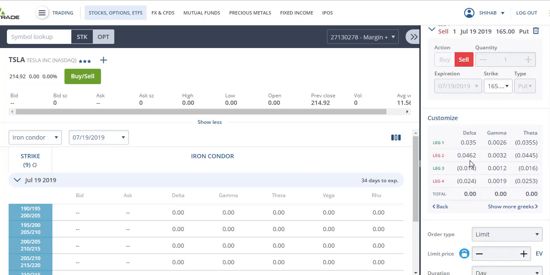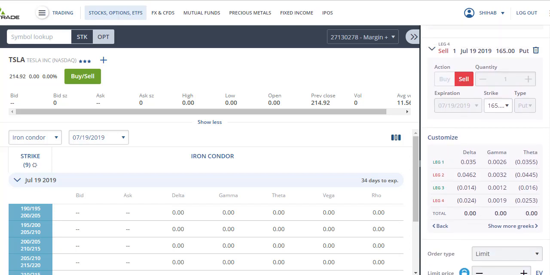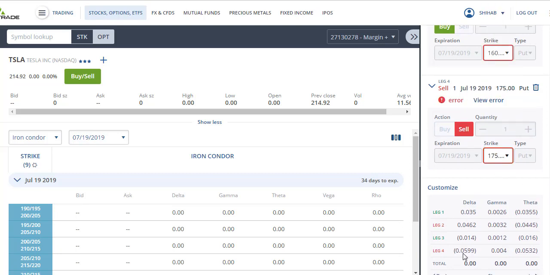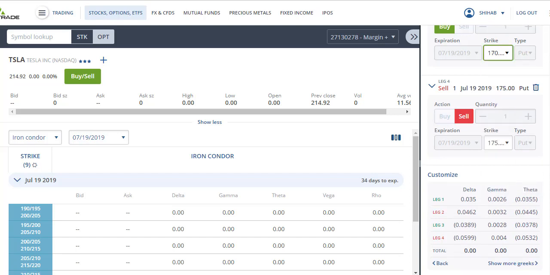So now I've got a 4 delta, as you can see on the call side. So that's fine. I'll keep that. And then on the put side, as you can see, I have a 2 delta, so I can come a little closer. So let's say 175. That gives me a 6 delta. Okay, so let's leave it at 175, and then for protection 170.